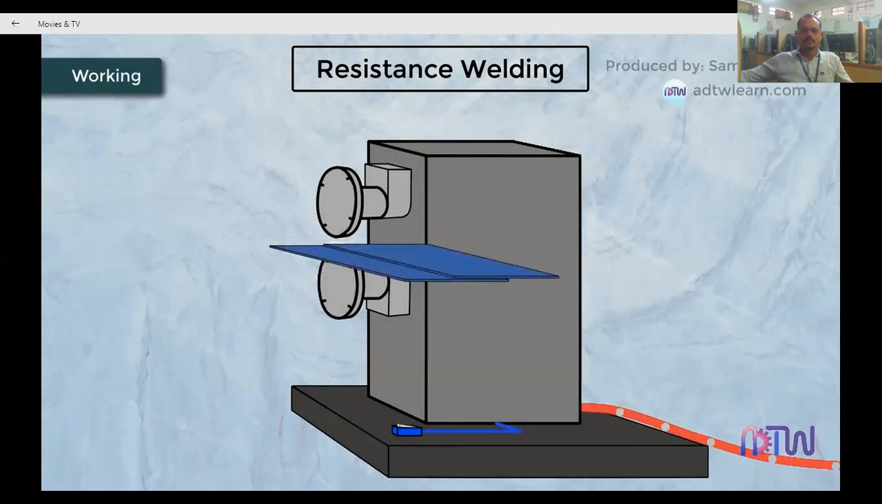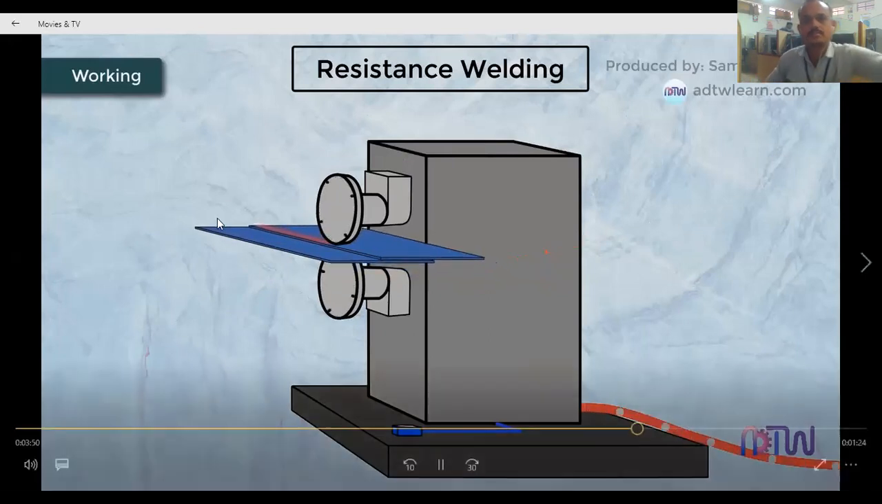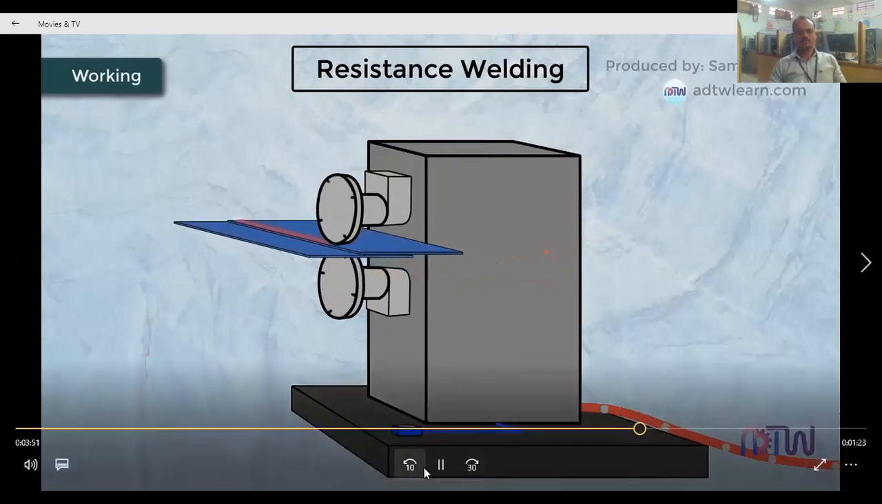When the rollers are made to contact the workpiece, the current flows easily through the roller electrodes with a low resistance, but experiences a high resistance at the metal-to-metal interface, that is between the upper plate and lower plate to be joined. Thus high resistance to the flow of current, offered by the pair of workpieces, raises the temperature to the fusion point between the workpiece interface, and a weld is generated in the form of a nugget.